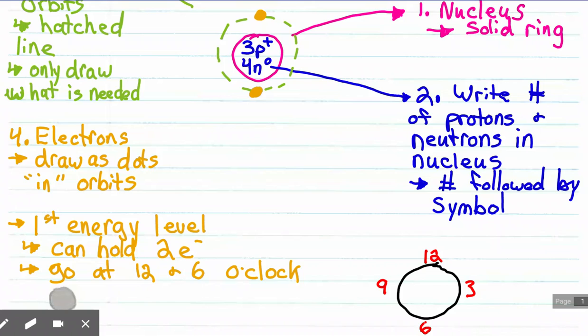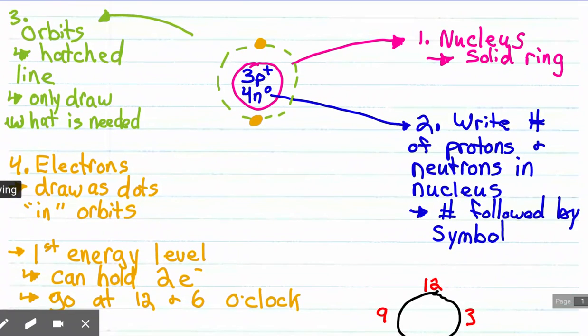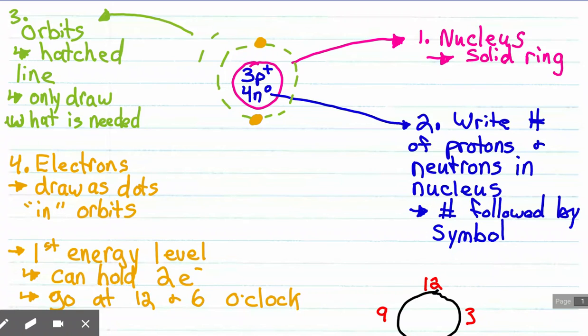Now, lithium has 3 electrons. Currently in our picture, there's only 2 electrons. So we have to add another orbit. Now, this goes back to what I said. You only draw what is needed. We filled the first orbit, the first energy level. So this means that we have to add another energy level so we have a spot for the other electron in our lithium. So then we draw another orbit, just like this.